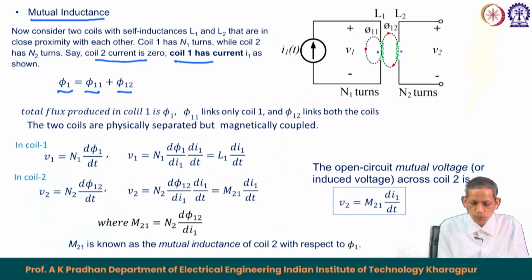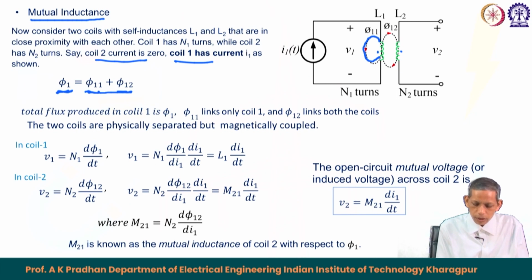So, the total flux produced by coil 1, which has inductance L 1, is phi 1. Out of which, as you see here, phi 1 on this part only links the coil itself and does not link to the other coil, and phi 12 links the other coil. So, the subscript 1 means self, only to itself, and phi 12 is generated from 1 and linked to 2. The combined phi 1 plus phi 12 is the flux produced by coil 1.